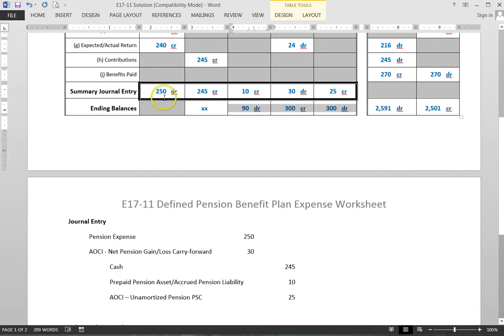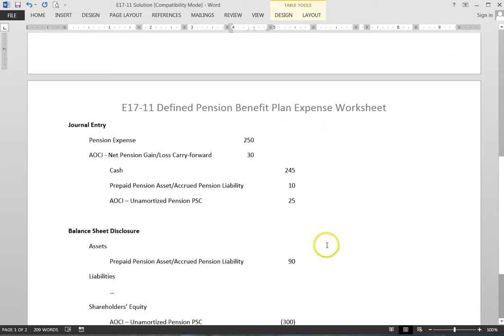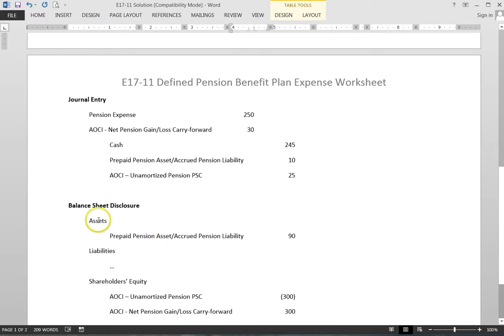So I've got a $250,000 debit, a $30,000 debit to the gain carry forward, $245,000 credit to cash, a $10,000 credit entry to the prepaid pension asset account, and then a $25,000 credit entry to unamortized prior service costs. So that's the journal entry. And then the ending balances on the balance sheet are, again, just copy and paste from this last line in the worksheet. And so I would have a prepaid pension asset under the asset accounts on the balance sheet, $90,000.